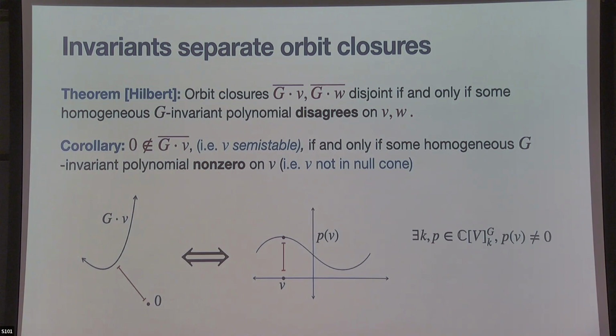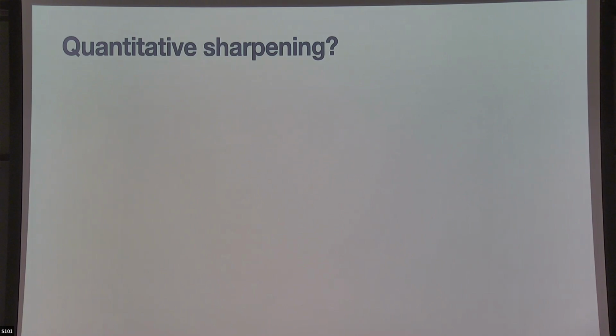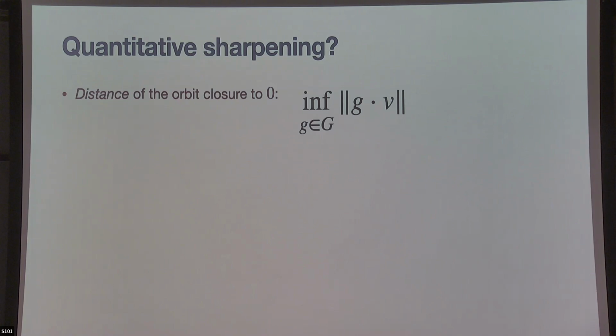Okay, and this corollary is what the first part of this talk is going to be concerned with. The corollary says that the orbit closure is away from zero if and only if there's a polynomial that doesn't vanish on the point. But what Michael and I got interested in is, how can we make this quantitative? What's the distance of the orbit closure to zero? It's this infimum here, and this norm is just the Euclidean norm.